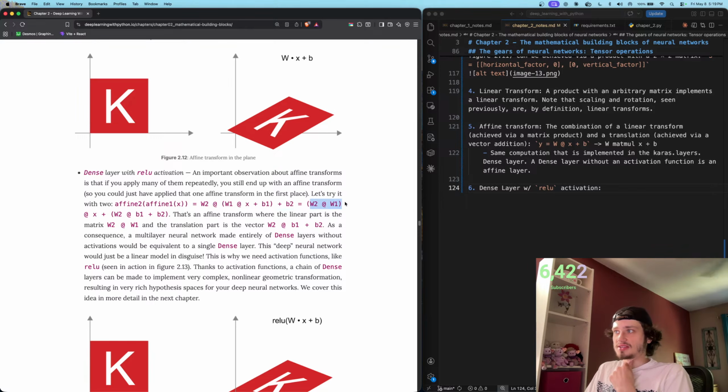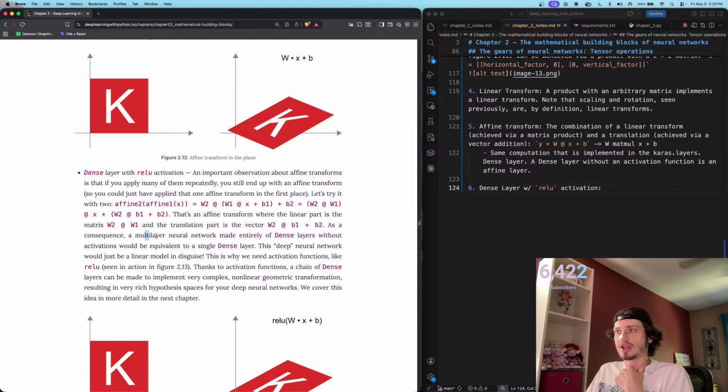Well, that just gives us this: matrix W2 multiplied against X, plus this. That's an affine transformation where the linear part is matrix W2 matrix-multiplied with W1, and the translation part is this part, W2 times B1 plus B2.